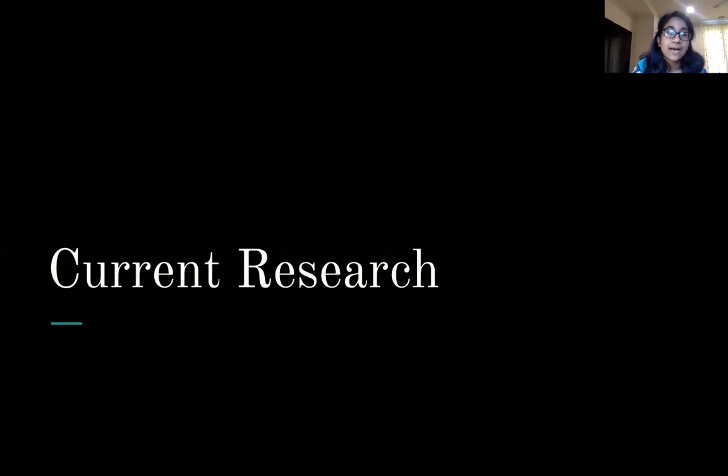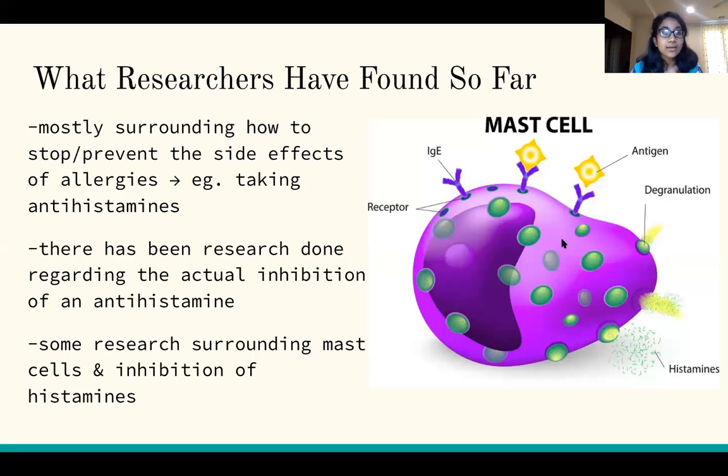So yeah, again, I'm going to dive into current research more. Currently, what researchers have found so far is preventing the side effects of allergies, basically what I just talked about. There has been some research done on inhibiting the pathway, but as I've said before, it's not significant to the point where everyone can utilize it, which I'll touch on in a second. And there's some research regarding altering the physiology of the mast cell itself, which sort of makes sense, right?